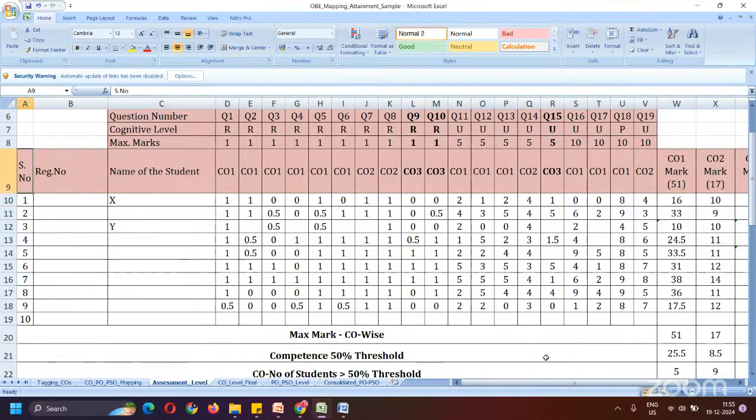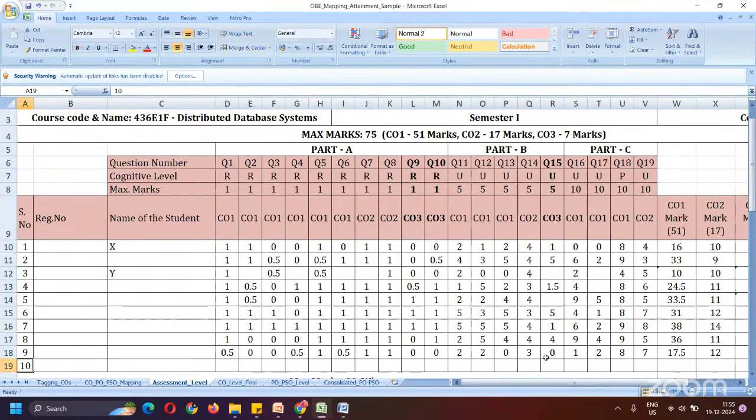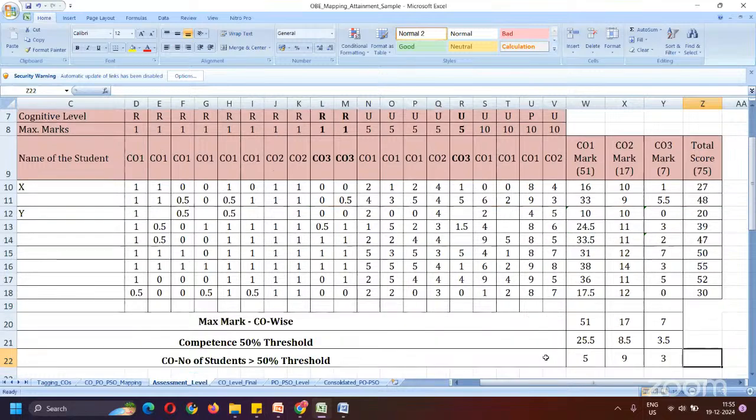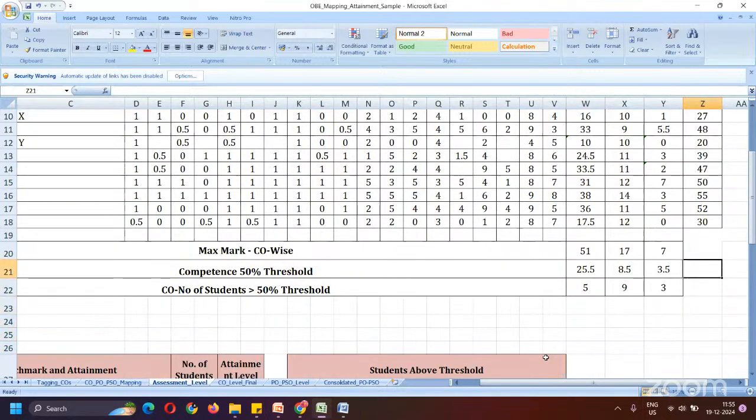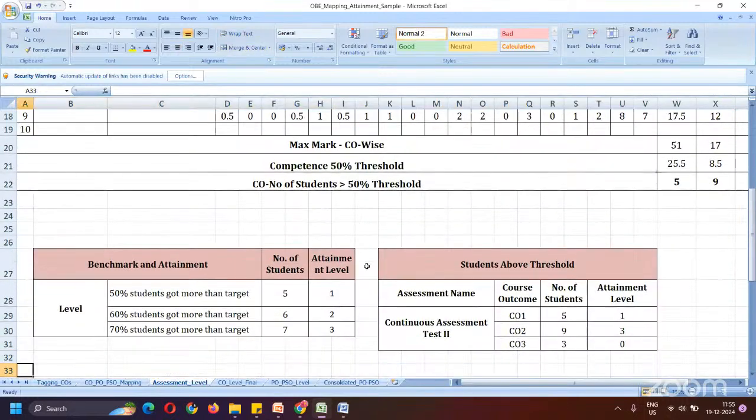This is for one assessment I have calculated. If you have continuous assessment 1, then you have to calculate it separately. If you have assignments, seminars, for each component of your summative assessment, you have to calculate the attainment at CO level. This is what we call the CO level attainment. After calculating what number of students has achieved the CO to my benchmark set, I'll then set the attainment level for this assessment.